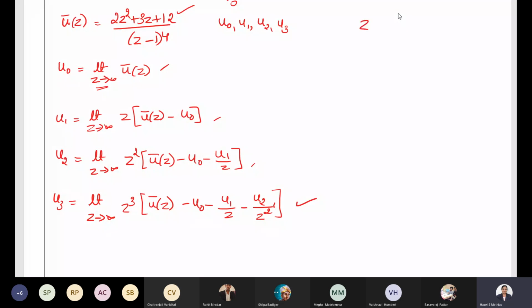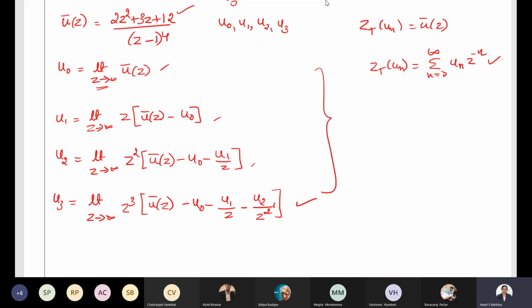Z transform of Un is U bar of Z. U bar of Z is given as, the Z transform of Un is given to be summation n equal to 0 to infinity Un Z power minus n. Just apply the definition and we have derived all the four formulae. It can be applied to find u4, u5 etc. also.